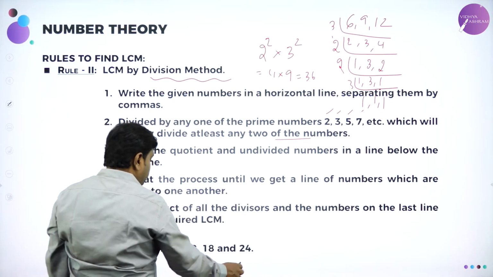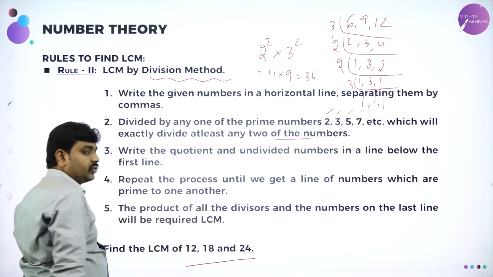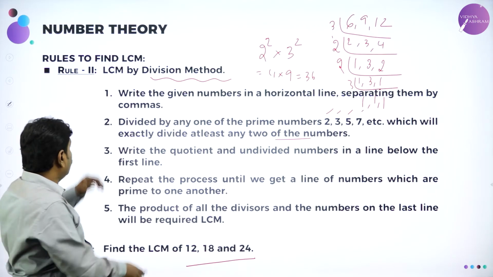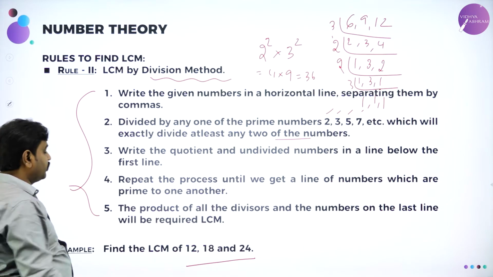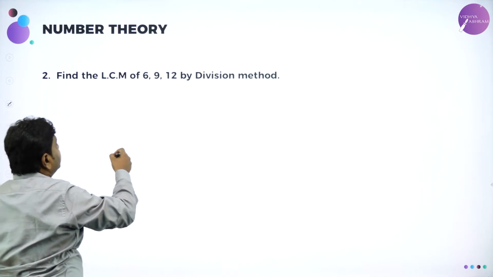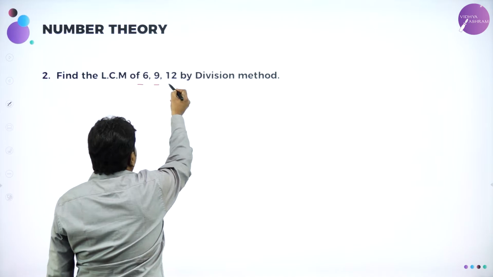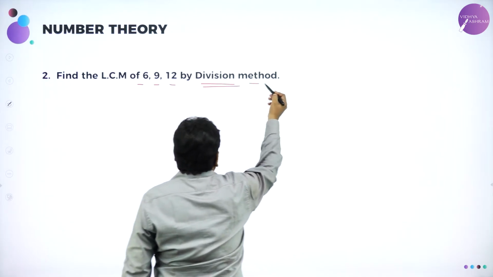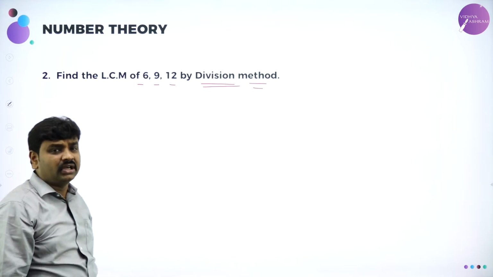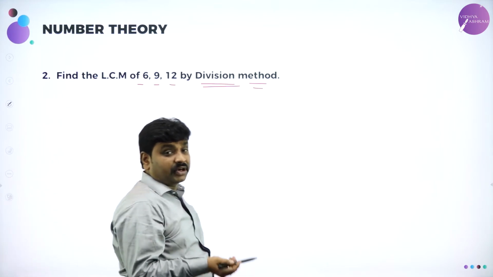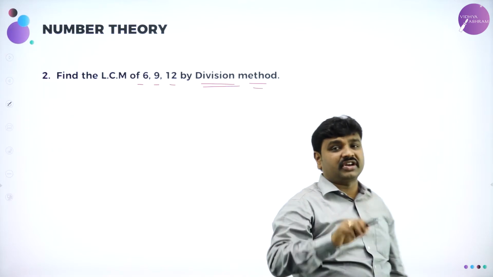Now 12, 18 and 24. I will demonstrate these rules, rule 1 to rule 5, by taking the example 12, 18, 24. We will find the LCM for 6, 9, 12 by the division method, and similarly 12, 18, 24. All the more problems we will do by the division method. I am repeating, this is the best method. Compared to the factorization method, this method is better and faster.